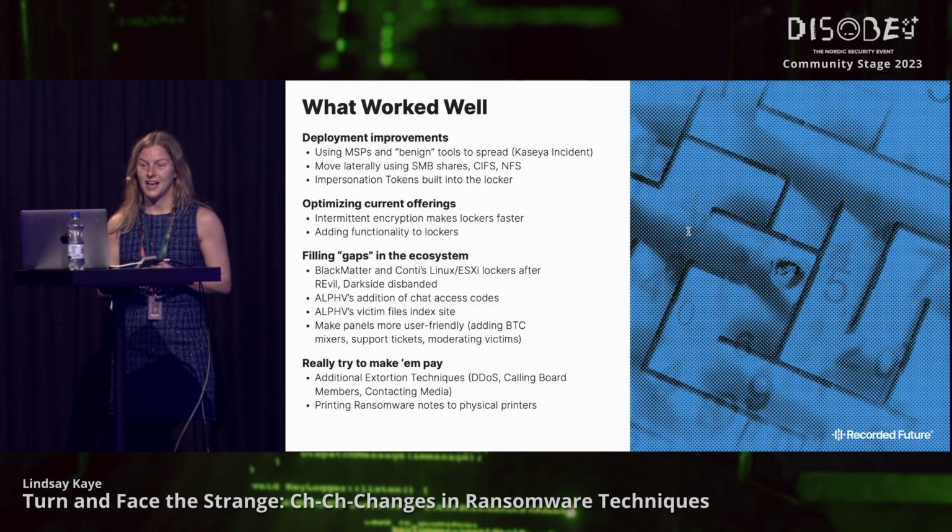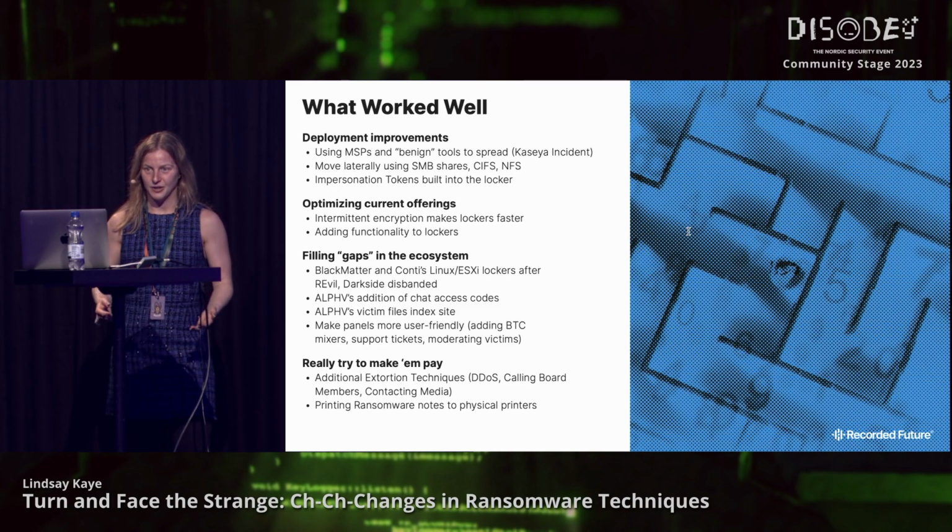Next, threat actors have had some particularly good success optimizing what they already have out there in the market. So things like intermittent encryption, which I'm sure we're all familiar with, and adding additional functionality to lockers based on affiliate demands to try and attract affiliates to their program.